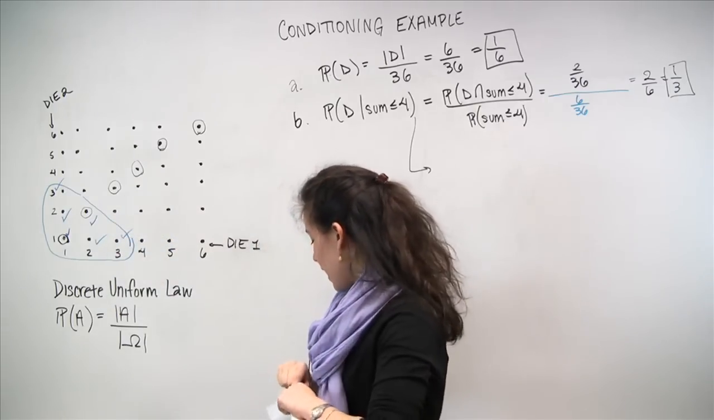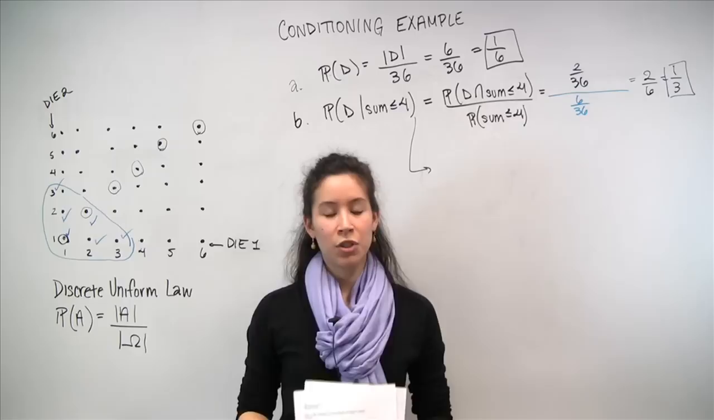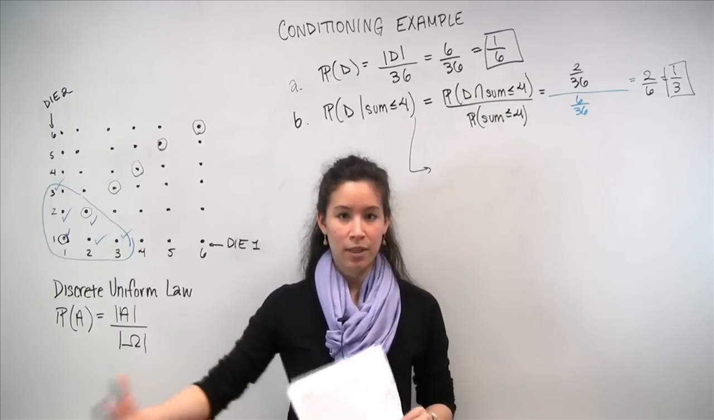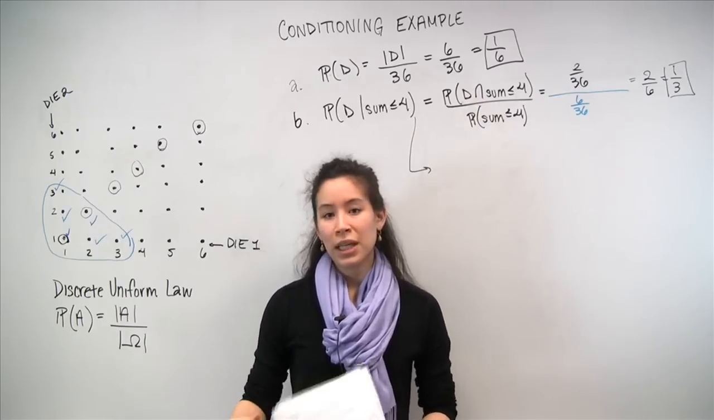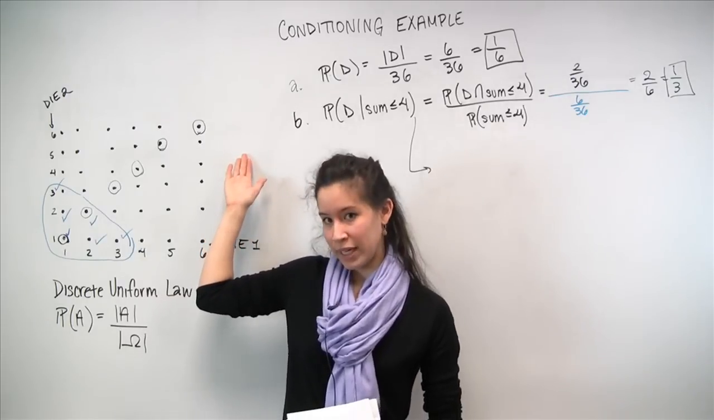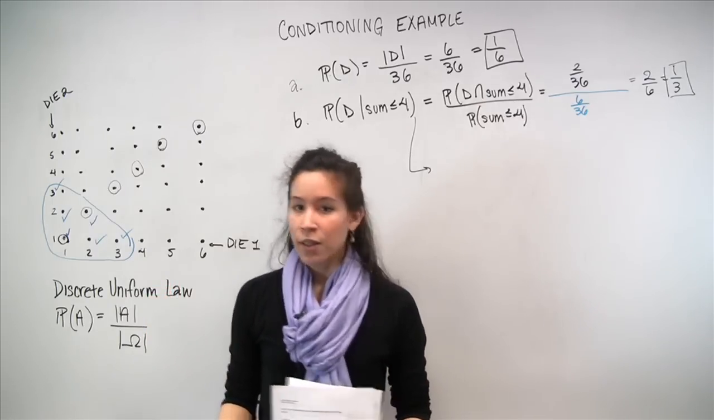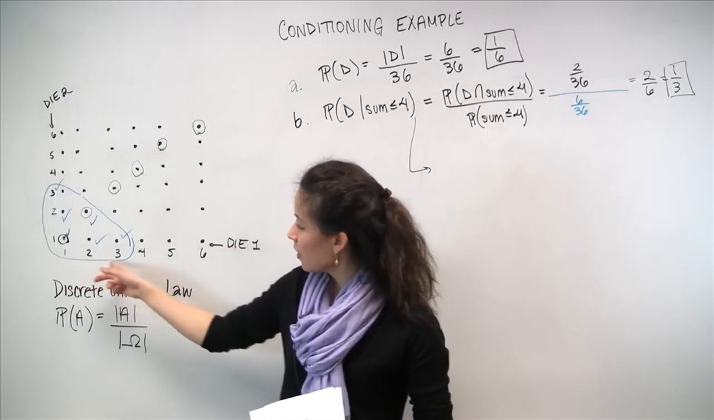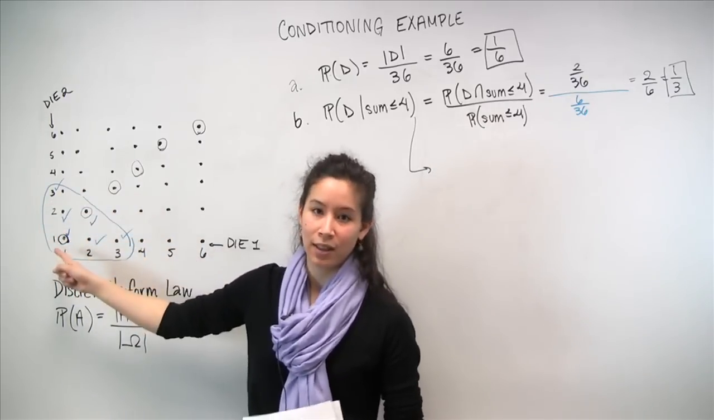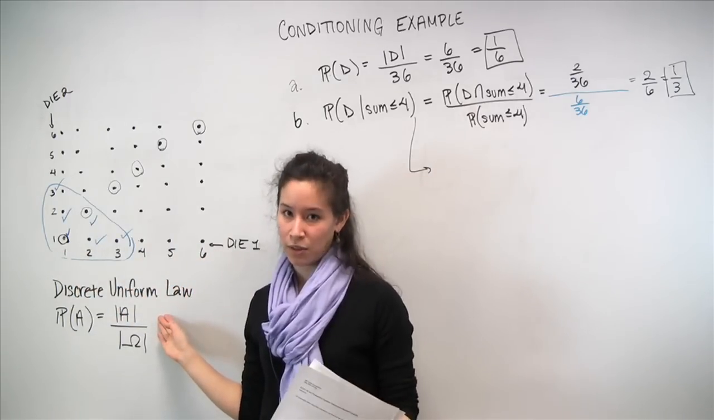Okay? And one thing that it's worth noting is that conditioning never changes the relative frequencies or relative likelihoods of the different outcomes. So because all outcomes were equally likely in our original sample space omega, in the conditional world, the outcomes are also equally likely. So using that argument, we could say that in our blue conditional universe, all of the outcomes are equally likely. And therefore, we can apply a conditional version of the discrete uniform law.